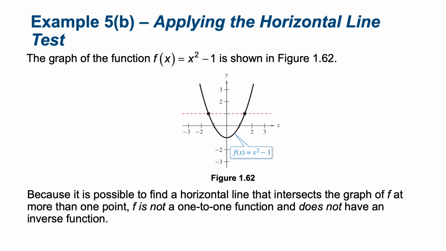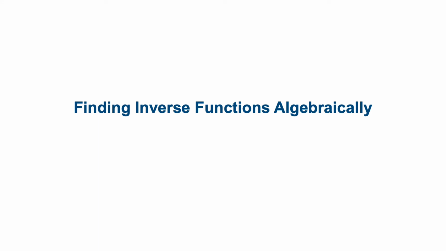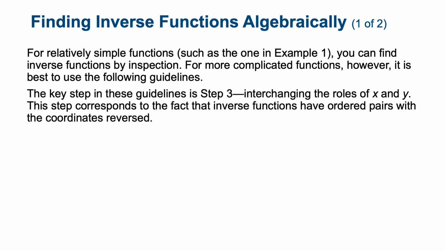All right, so let's find these algebraically. This is fun, I really like this. If we have simple functions, you can tell what the inverse is by looking. Remember, if the original function was 2x, we could tell that the inverse is going to be x over 2 because it's a reverse operation. If you have more complicated functions, it's easier to use these guidelines.